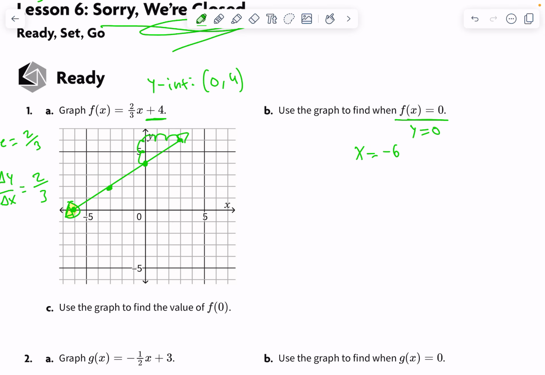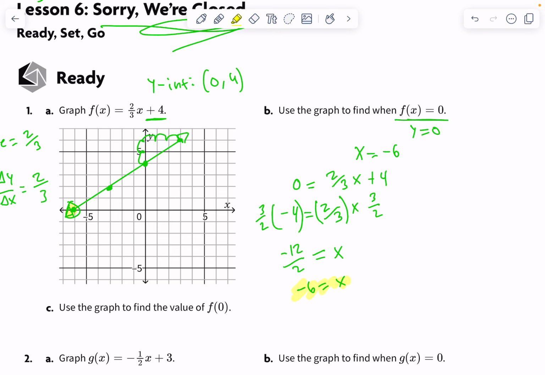Now, algebraically, you set 0 equal to 2/3 x plus 4. So you subtract 4 and get -4 is equal to 2/3 x. Then to solve for x, you multiply by 3/2 on both sides. So you get that x is equal to -12 over 2, which is -6. So we get the exact same answer.